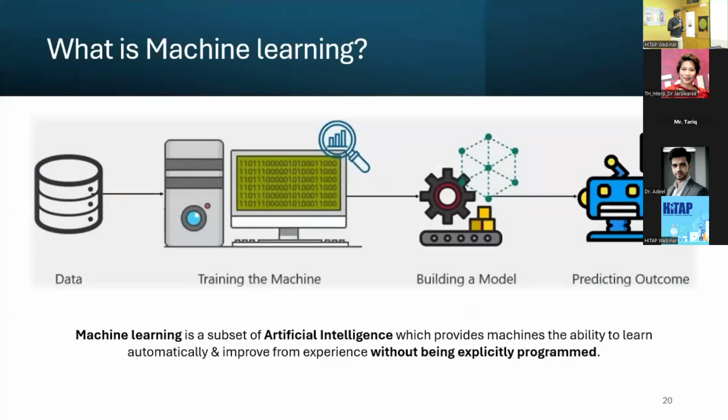Now let's try to understand what machine learning actually is. Machine learning is a subset of artificial intelligence which gives machines the ability to learn automatically and improve from experience without being explicitly programmed for every task. So here the concept is very simple. We will give data to the machine. The data can include anything. It can be hospital data, image data, or weather data. It depends on what we are going to do.